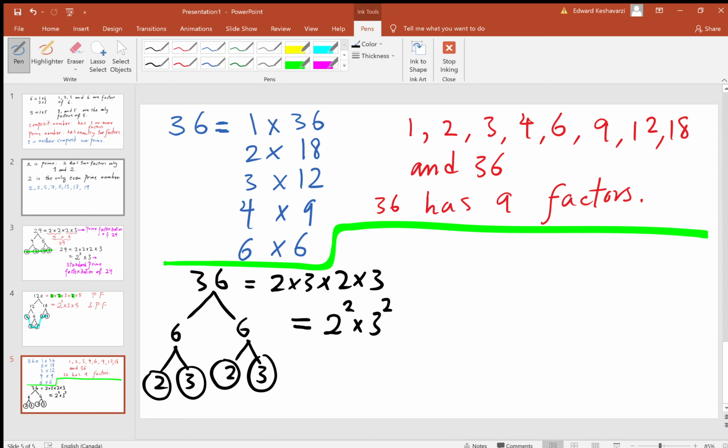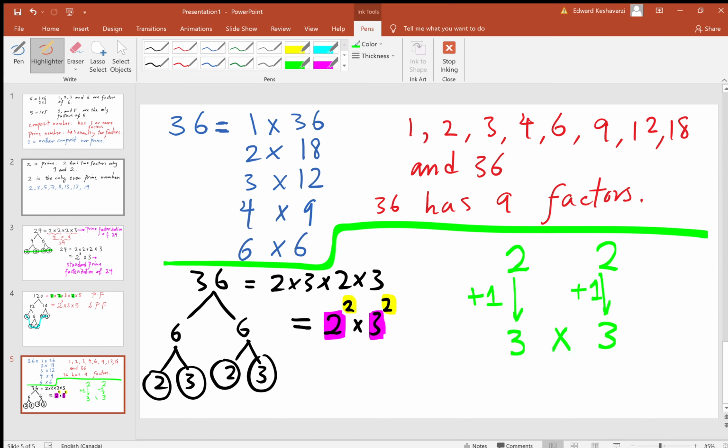Now, this is what I suggest to you. 2 and 3 are called bases, right? And these 2's are called exponents. What I suggest to you is that we write the exponents here. Then we add 1 to each exponent and write them underneath. So it becomes 3. This one also becomes 3.